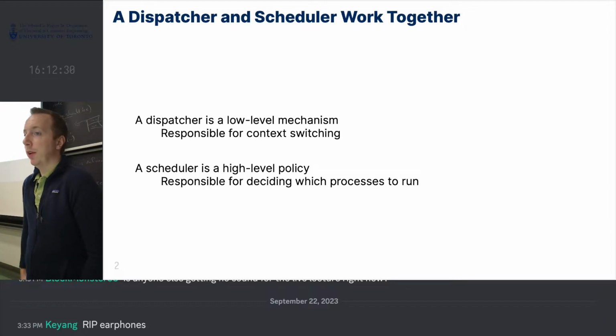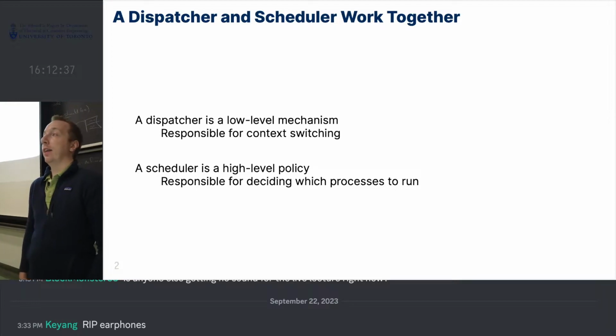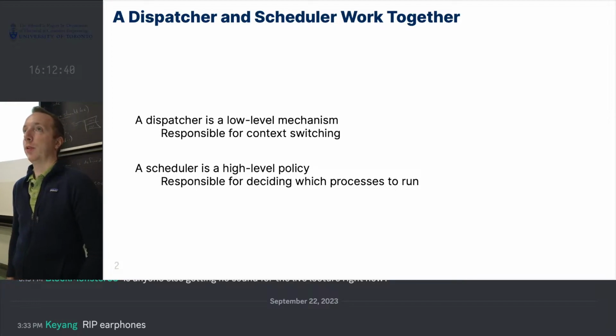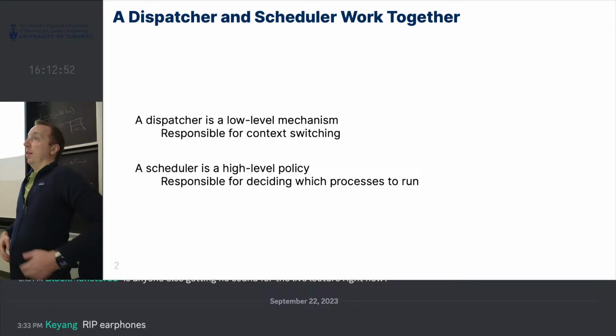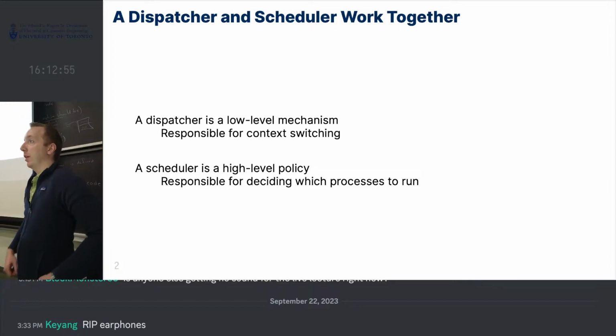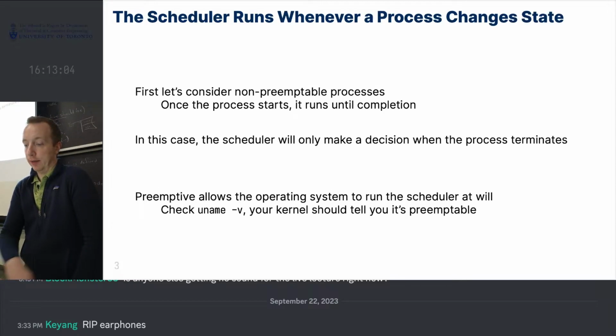There are two components: a dispatcher and a scheduler, and they work together. The dispatcher is the low-level thing, and it is what is actually responsible for doing the context switching. Saving the registers of one process and then restoring another process to run, doing the context switch, that is the job of the dispatcher. The scheduler is the high-level policy. It decides what process to run and sometimes when. The scheduling is what we're talking about today.